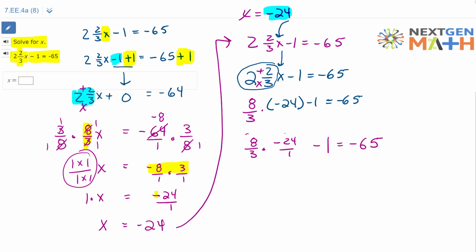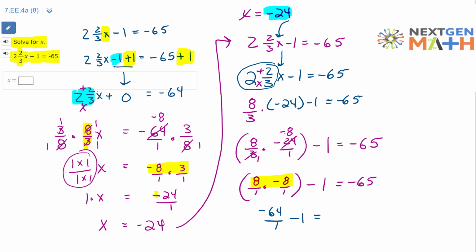So let's deal with this part right here first. Looks like we can multiply or cross cancel. 3 goes into 3 one time. 3 goes into negative 24 negative 8 times. So what we're left with is 8 over 1 multiplied by negative 8 over 1 minus 1 equals negative 65. Well, 8 times negative 8, that's equal to negative 64 over 1 minus 1.